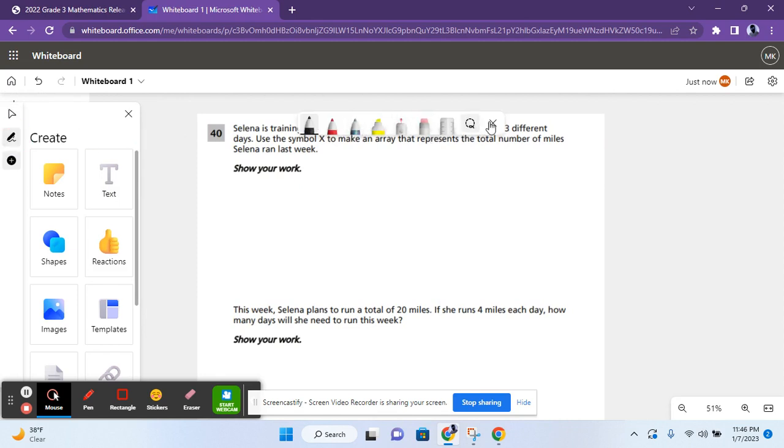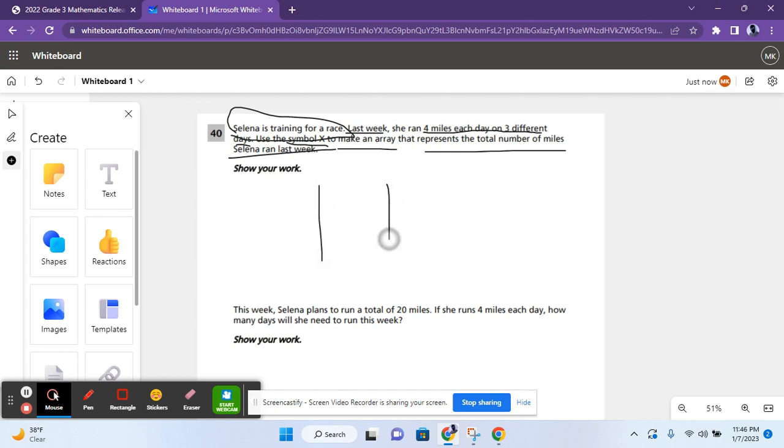So for number 40, it says, Selena is training for a race. Last week, she ran 4 miles every day on 3 different days. Use the symbol X to make an array that represents the total number of miles Selena ran last week. Show your work. So for this, you have to make an array.